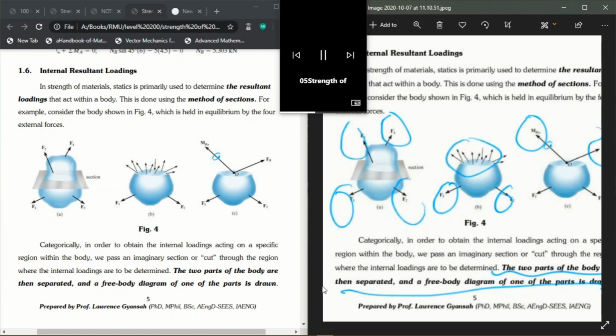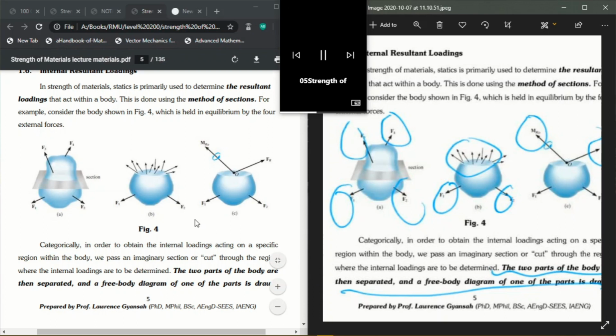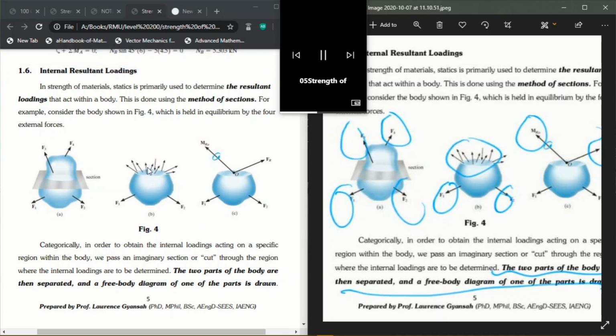However, there will be a distribution of internal force acting on the exposed area of the surface as shown in figure 4B, as I've said. And these forces actually represent the effect of the material on the top section of the body acting on the bottom section. So action and reaction are equal and opposite, as they keep on saying. So what we are doing is that we are representing all these several forces by a moment and a resultant force. That's all that we are doing under internal resultant loadings.